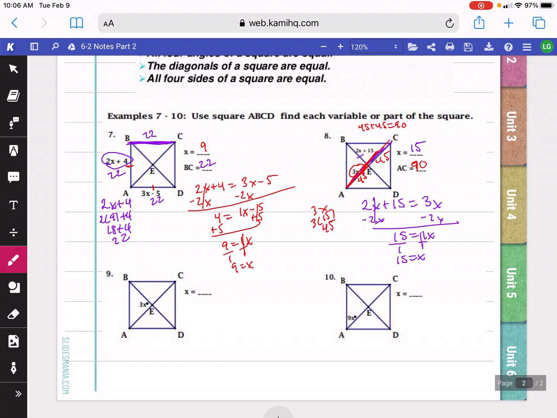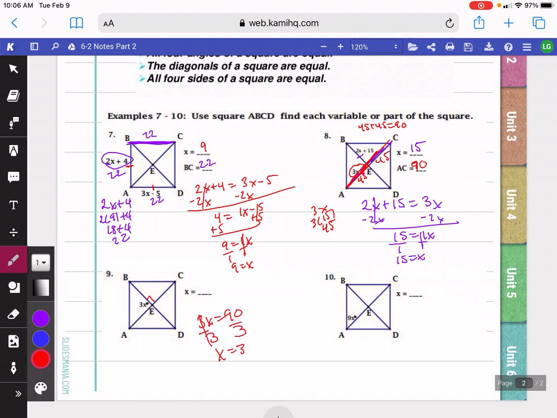Here, this 3x is an angle, but we know that it's also a right angle. So it's also equal to 90 degrees. So basically everything here is a right angle. So 3x equals 90. So if we divide by 3, we get 30 for x.